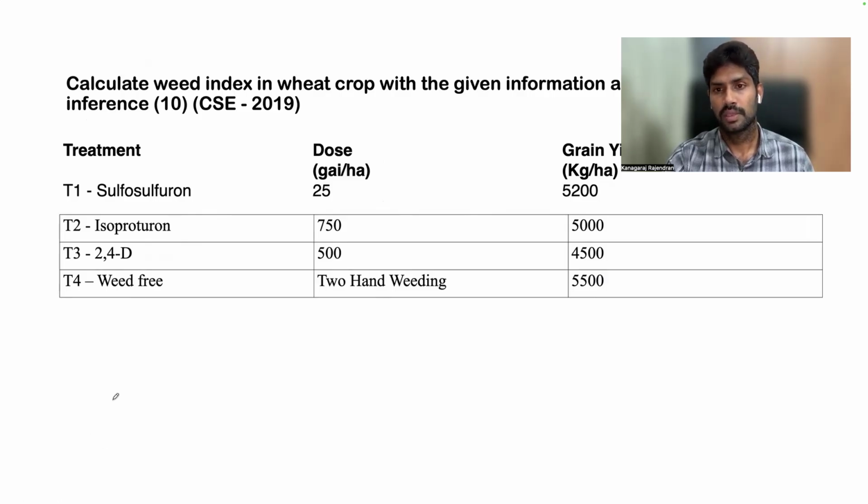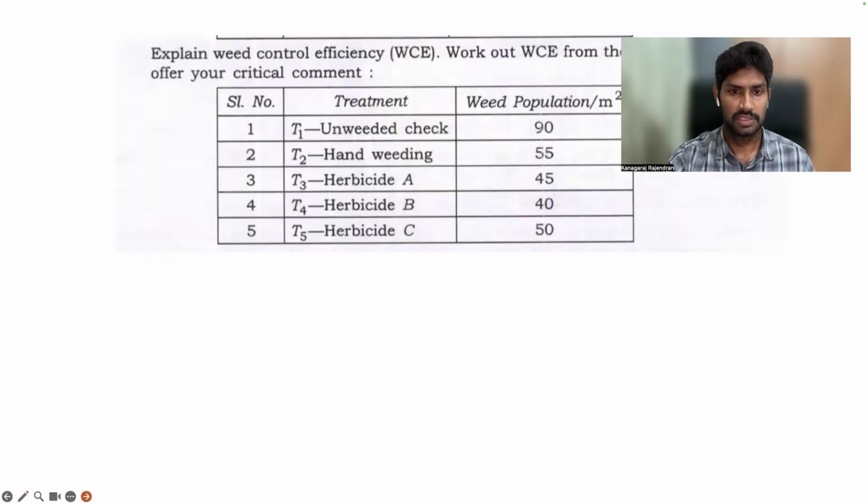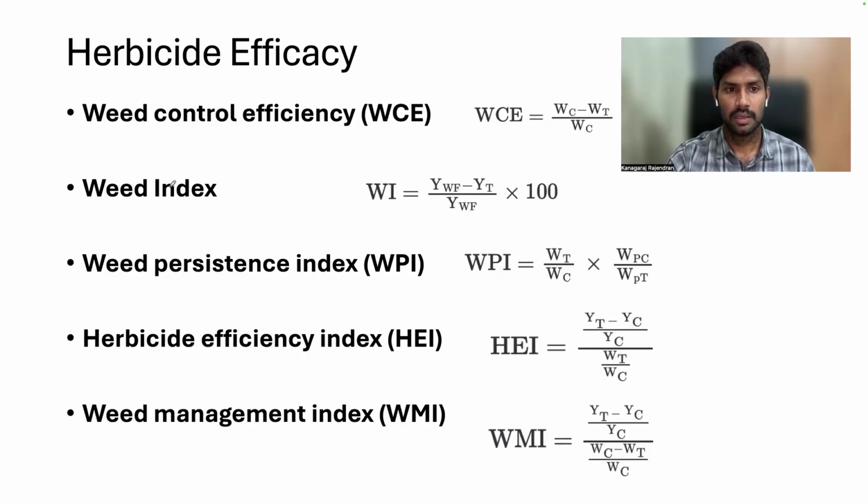And one more thing, attempting these types of calculation-based questions, we can score maximum marks in this area. Out of 10, 10 out of 10 or maybe 8 out of 10 is possible from this area. And it's a very simple formula. So we can apply this formula, the weed index formula.